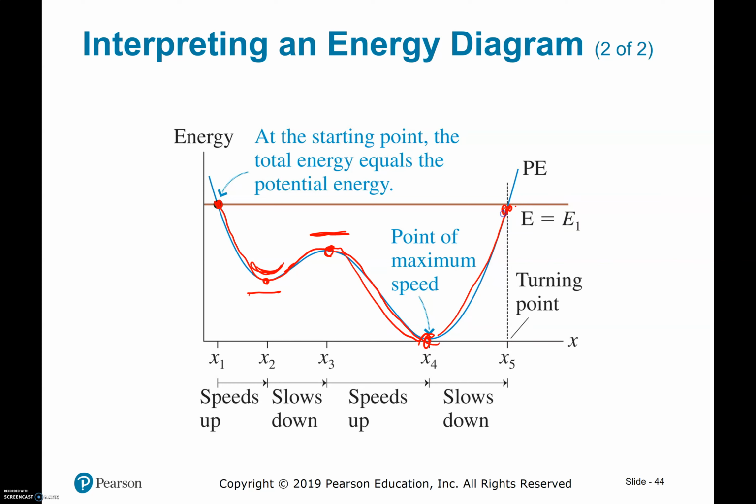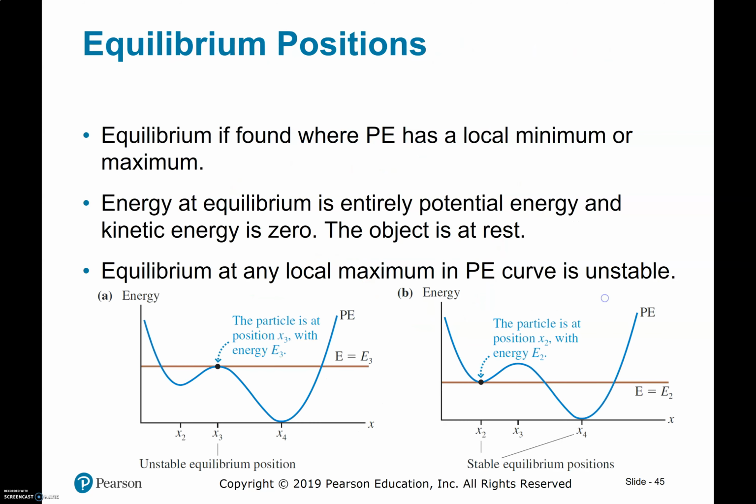This point here is a turning point. As soon as the particle gets here, it's going to go back down, and so it's going to turn around. So these are called local minimums. Those are stable equilibrium, and this point is a local maximum and is an unstable equilibrium.